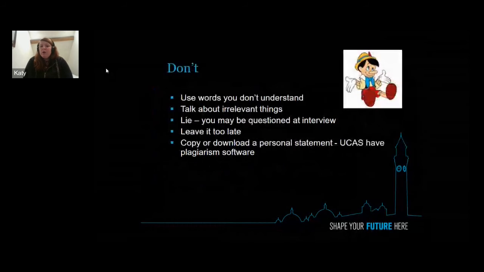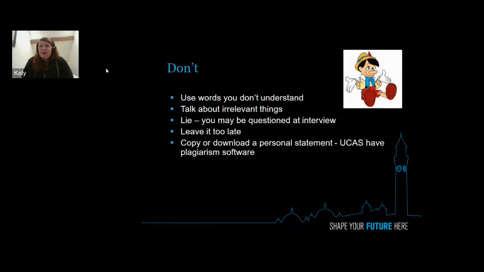And the don'ts. So don't use words you don't understand. Sometimes students will maybe want to put something different and they'll go to the thesaurus and find another word, but they don't really understand it and it might not quite work in the right way. So don't use words you don't understand, because otherwise it might affect the flow of the actual personal statement.